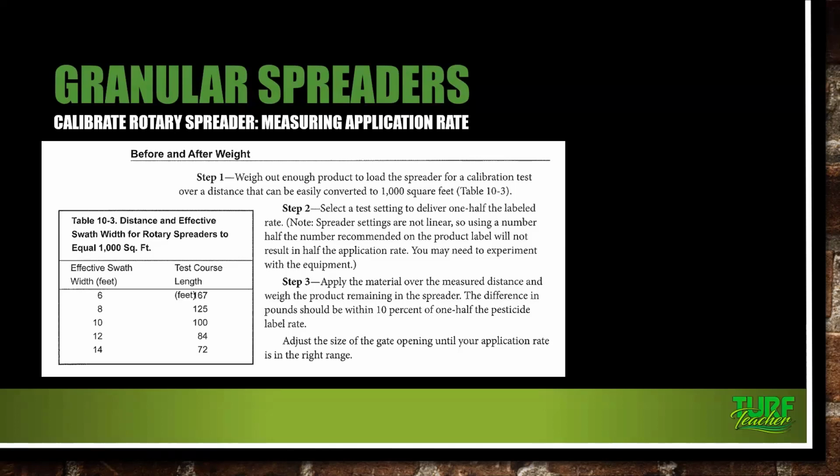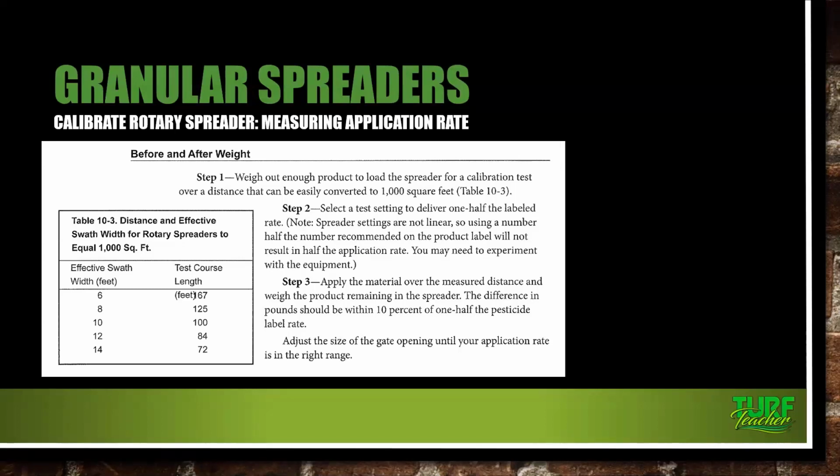You'll need to experiment with your equipment, then apply the material over the measured distance and weigh the product remaining in the spreader. The difference in pounds should be within 10% of 1/2 of the pesticide label rate. Adjust the size of the gate opening until your application rate is in range.